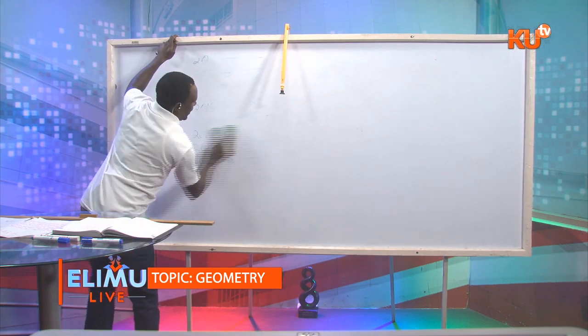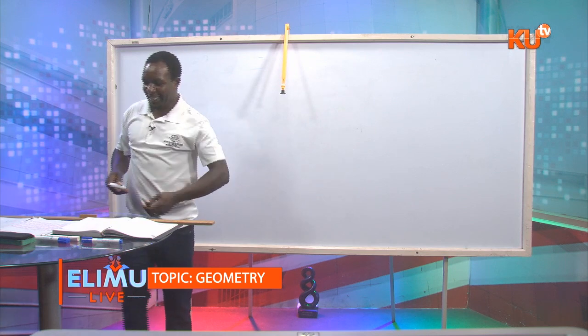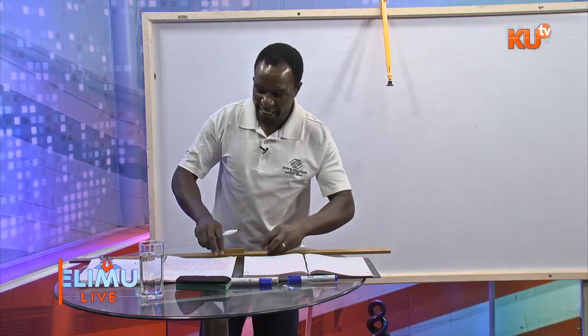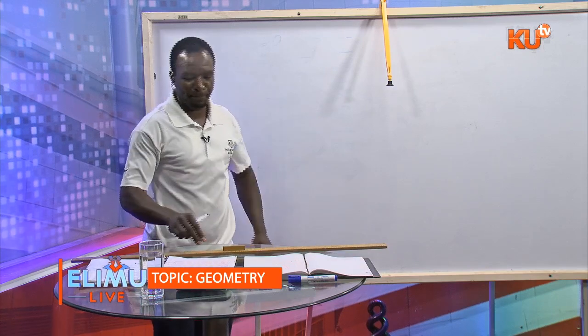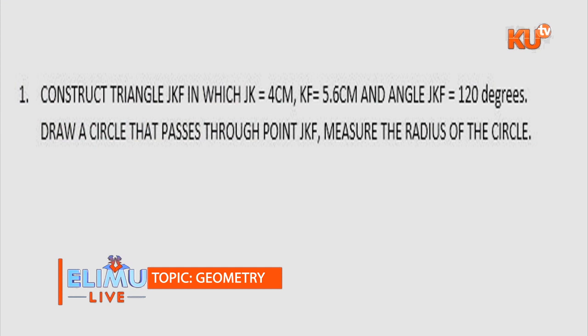And I hope all the learners have their geometrical sets there on their table. I'm going to read out the question. Construct triangle JKF in which JK is equal to 4 centimeters, KF 5.6 centimeters, and angle JKF 120 degrees. Draw a circle that passes through the points J, K, F. Measure the radius of the circle.